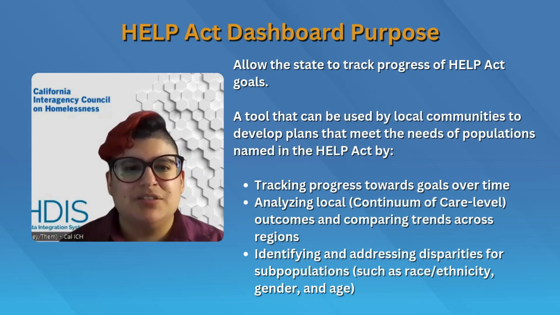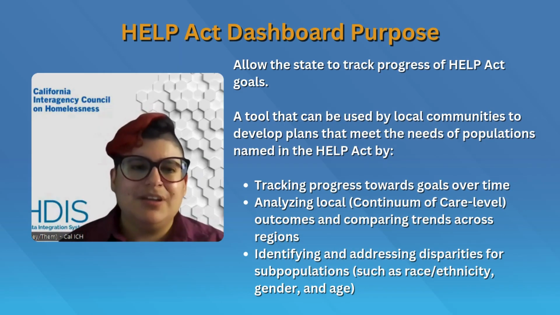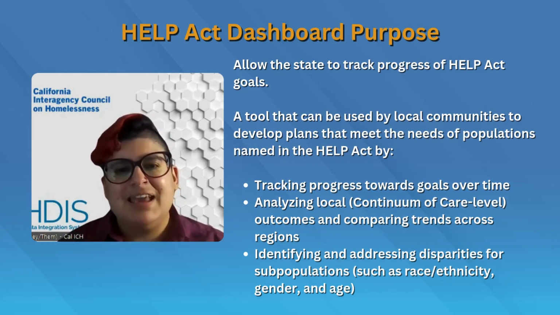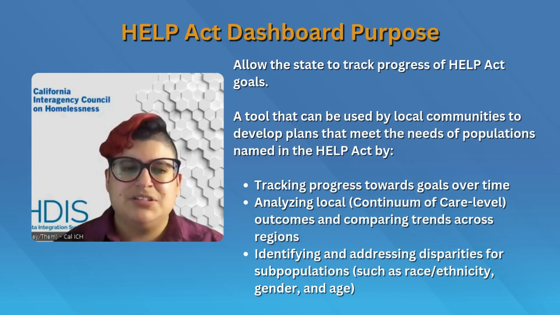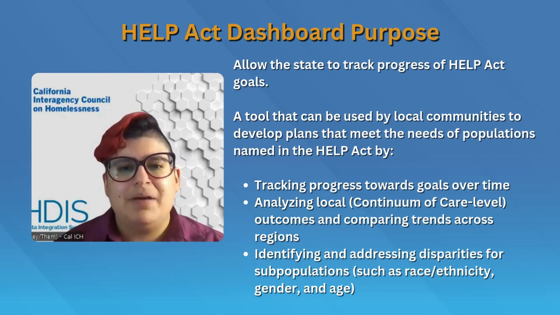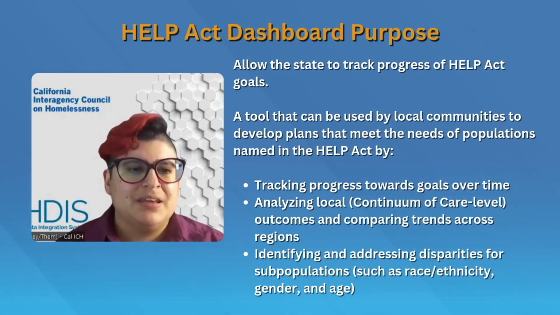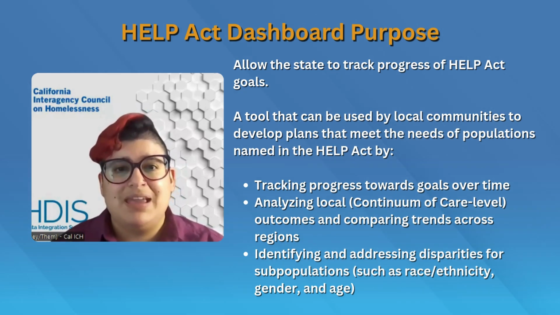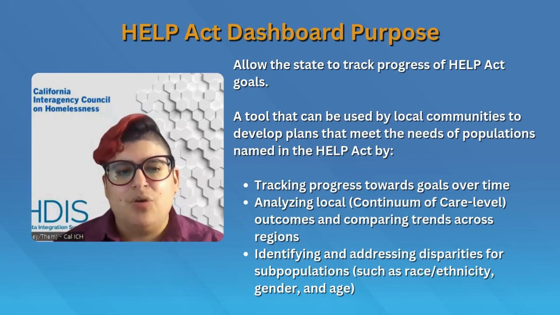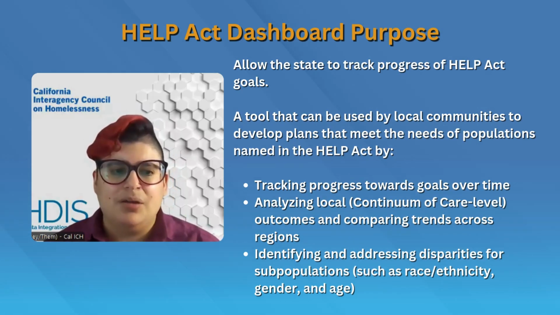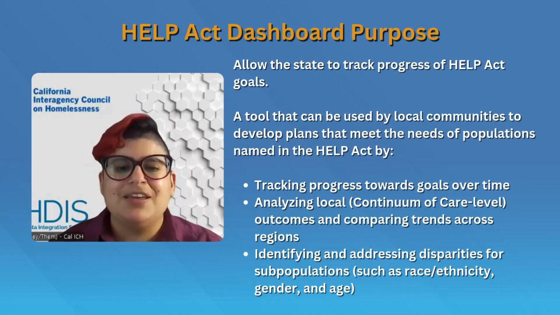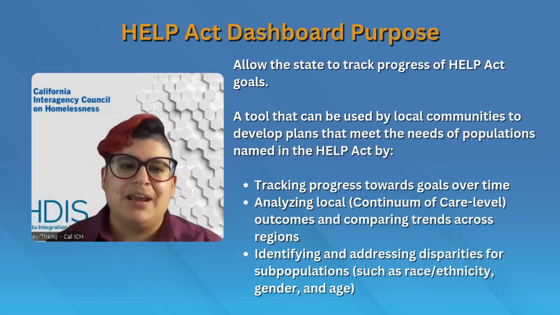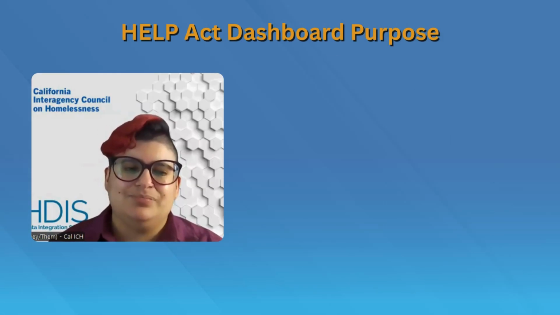CAL-ICH has created this dashboard as a tool to help local communities, including service providers, advocates, city and county leadership, and continuums of care, or COCs, to collaborate and develop plans that meet the needs of these groups. Interactive graphs and filters in these dashboards will help users with achieving 3 main goals, including tracking progress towards goals over time, analyzing local continuum of care, or COC level outcomes, and compare trends across regions, as well as identify and address disparities for subpopulations, including by race, ethnicity, gender, and age.